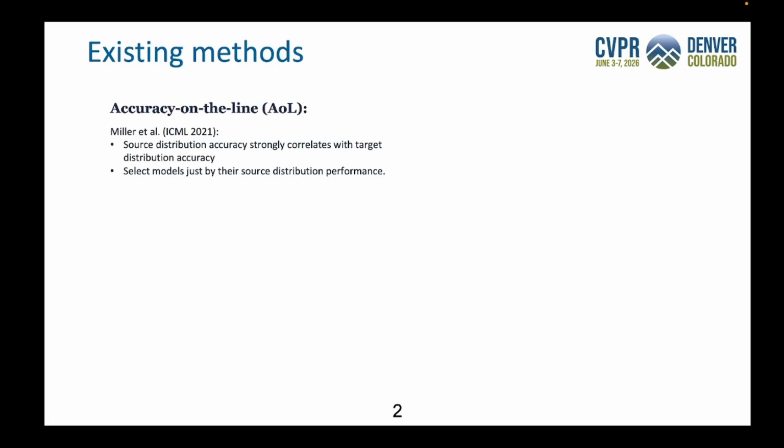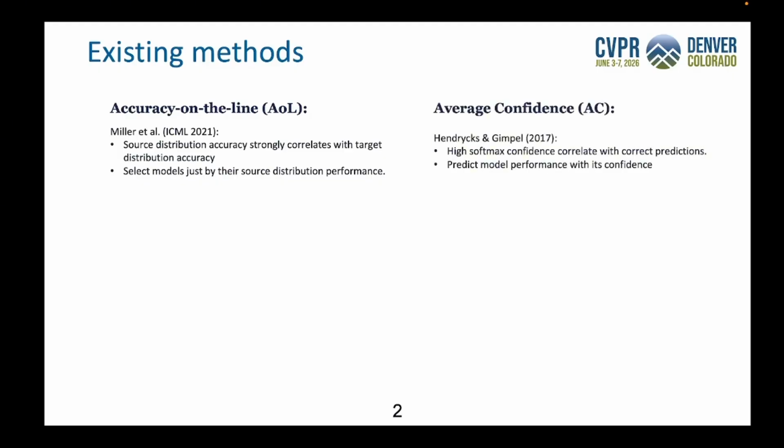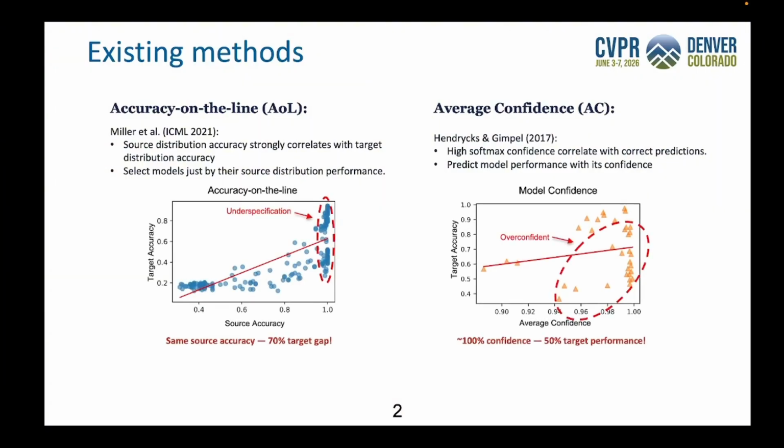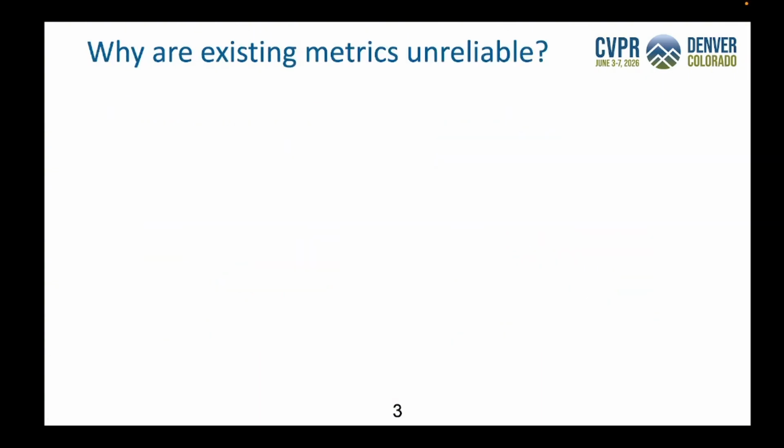Previous works introduced the accuracy-on-the-line phenomenon, that a model's accuracy in the source distribution strongly correlates with its accuracy in the target distribution, which means you can select the model according to its source performance. Other works find that the model's softmax confidence also correlates with the model's performance. However, all of these metrics fail under certain scenarios. The accuracy-on-the-line metric suffers from the issue of underspecification, whereas the confidence-based metrics are limited by model overconfidence. So why are these existing metrics unreliable?